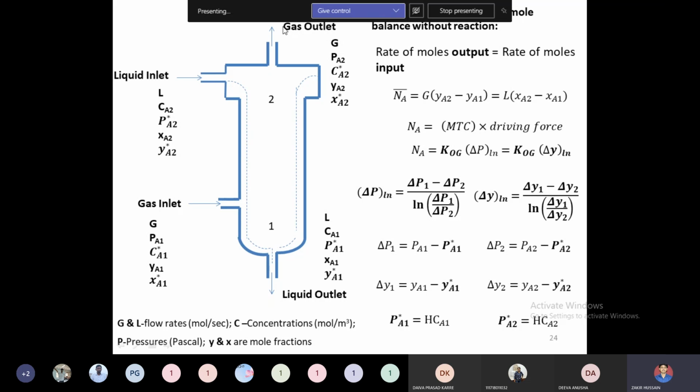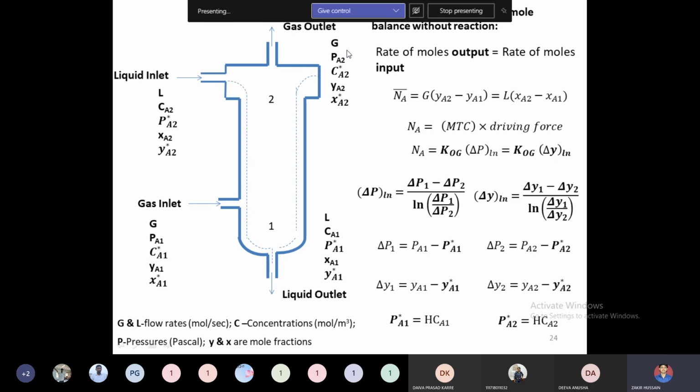Then the final gas will go out when some part of the solute from the gas is dissolved in the surrounding liquid. The final gas will be going out from the top of the tower, in which the G gas flow rate will leave from the top. For the convenience of mole balance, we will keep G and L everything constant. Flow rates are constant. Only the compositions or the concentrations are varying, not the flow rates.